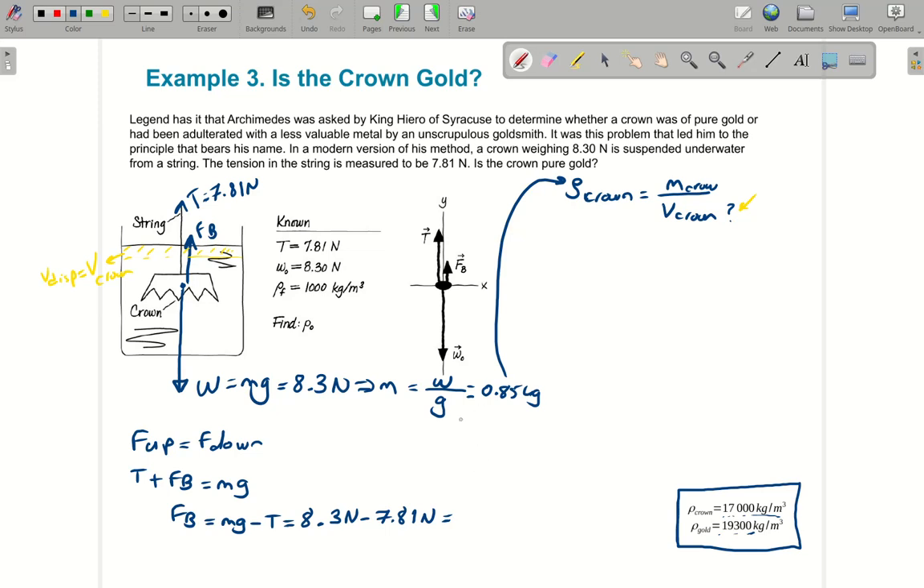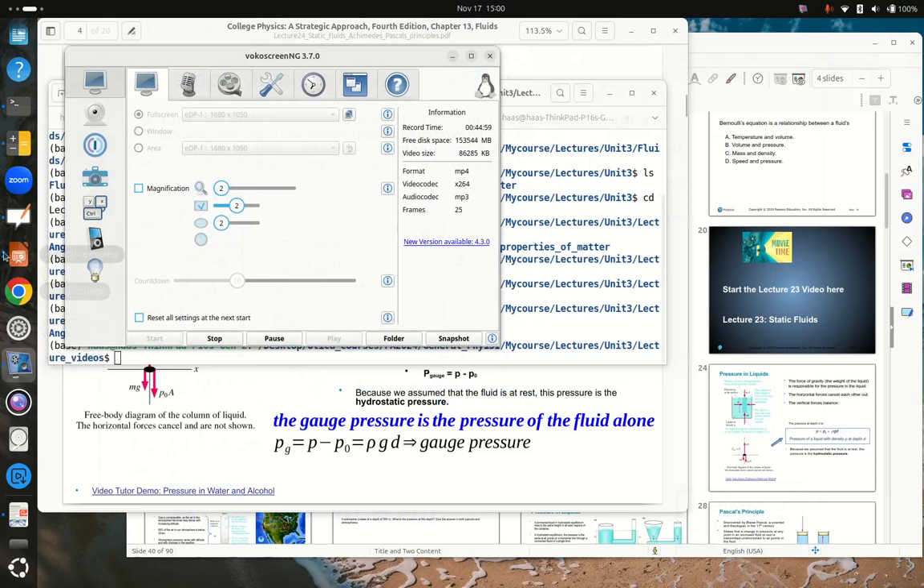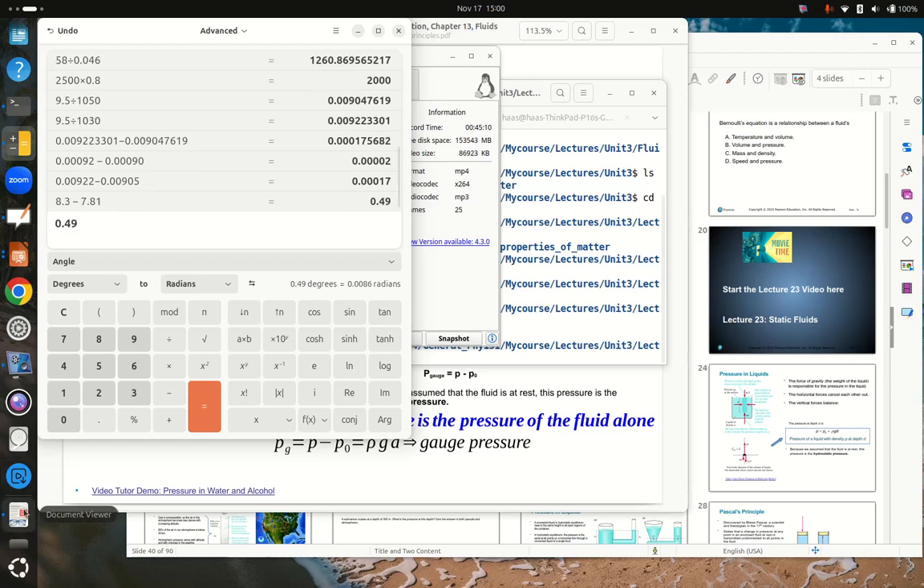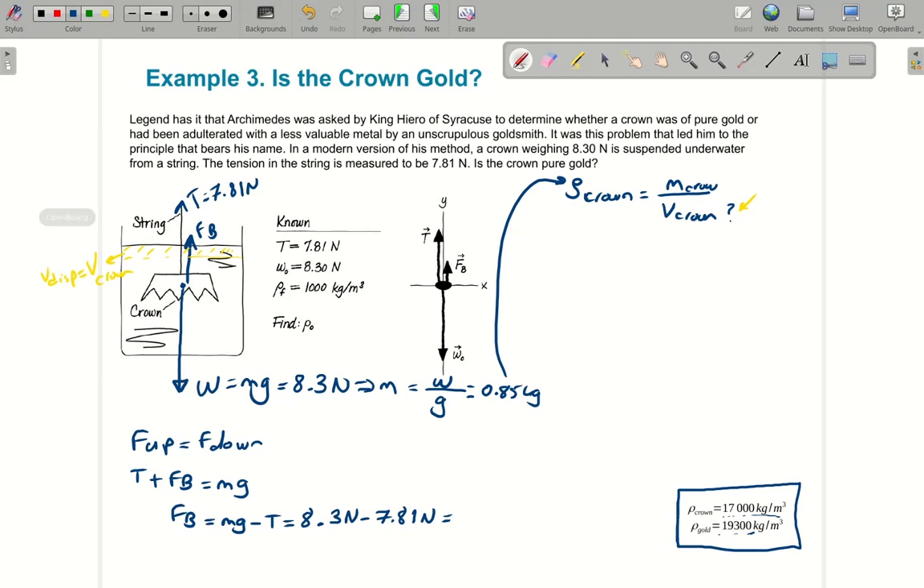I don't have it here. I directly calculated, but let's find it. So 8.3 minus 7.81, 0.49. There we go. All right, 0.49. Let's go back to here.